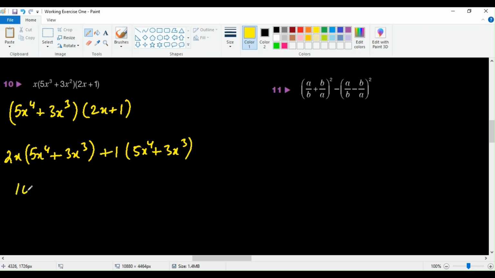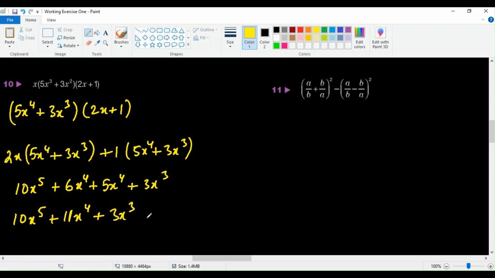This gives us 10x to the power 5 and plus 6x power 4, and this is going to give us 5x to the power 4 and plus 3x cube. So the like terms is only one. Final answer for this question is going to be plus 11x to the power 4 and plus 3x cube is the final answer for this question.